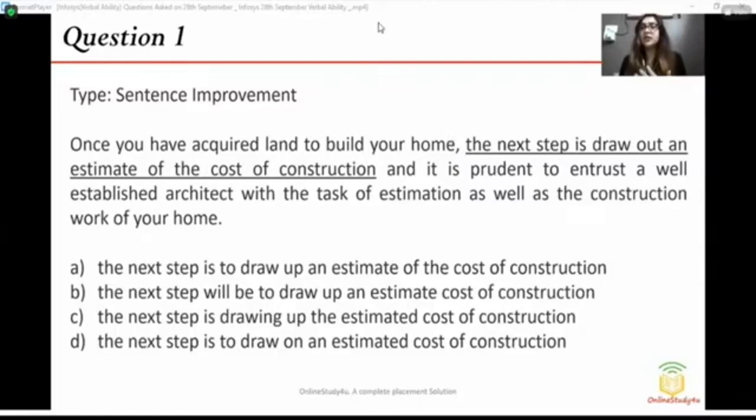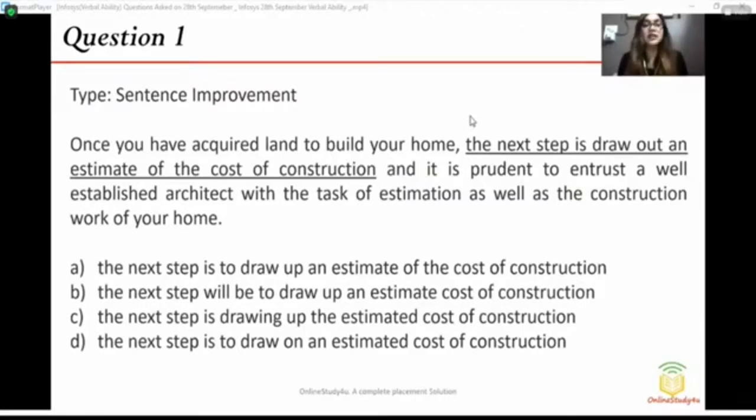So when you see that sentences are so long, you need to break them down into different parts and evaluate them separately. Now for us, the only concern is the underlined portion, which is the next step, is draw out an estimate of the cost of production. We need to understand which of the options is correct, just looking at the underlined portion and getting to the correct answer.